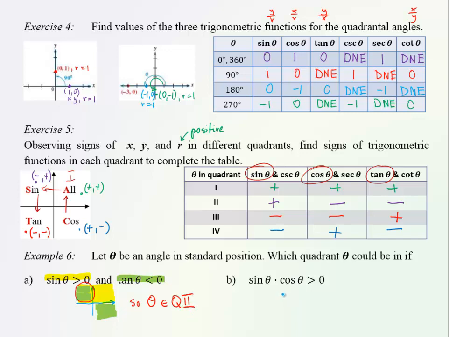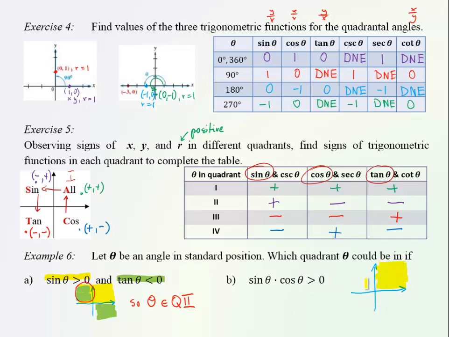Let's see the second question. Again, try to shade quadrants that will satisfy this condition. The product of sine and cosine is positive. When the product of two things is positive, it is when both of them are positive or when both of them are negative. So we can shade when both sine and cosine are positive. That happens in the first quadrant because all functions are positive.